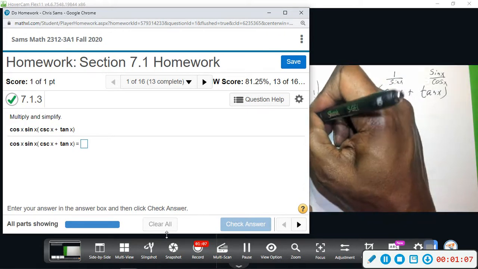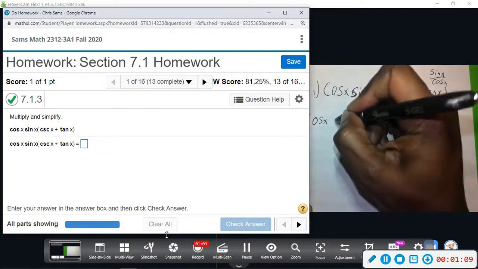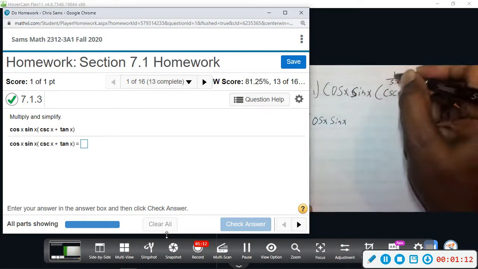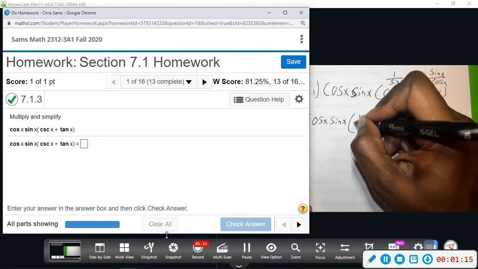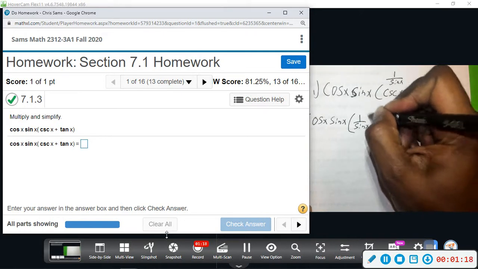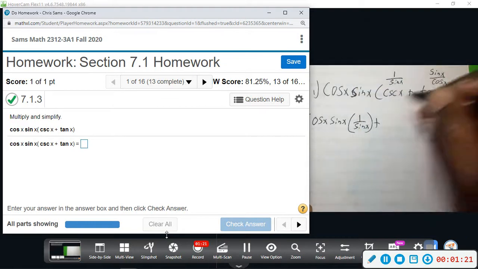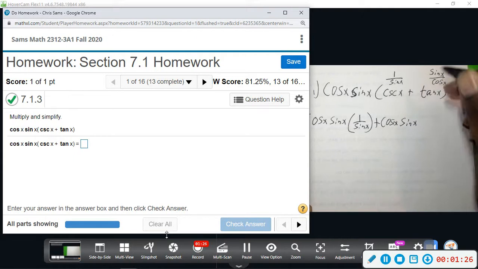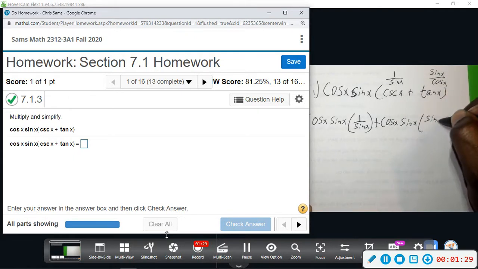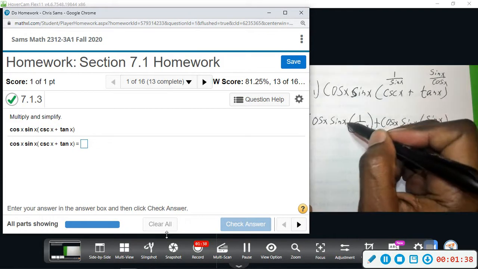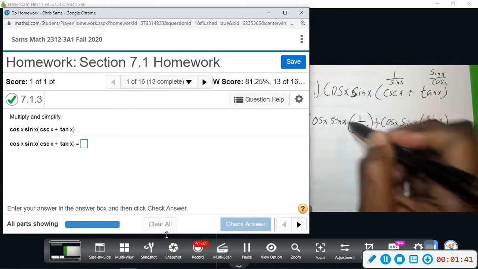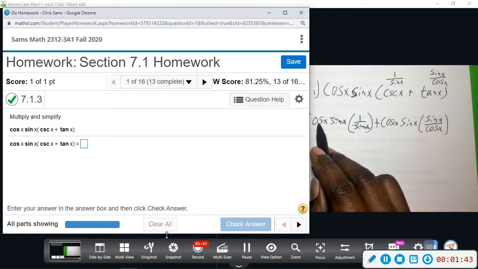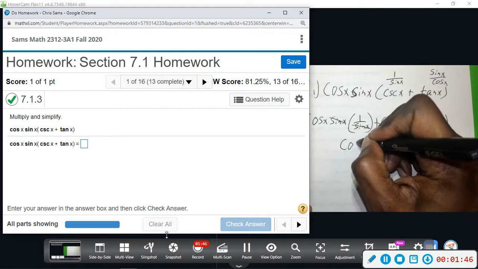Okay, so starting out, cosine x sine x is going to get multiplied by this guy. Then we have plus, and then distribute cosine x sine x to this guy. Now I always try to put them in sine and cosine so I can see if anything will divide out. Multiplying by sine and dividing by sine, these will divide each other out. So I'm just left with cosine times 1, which is cosine.